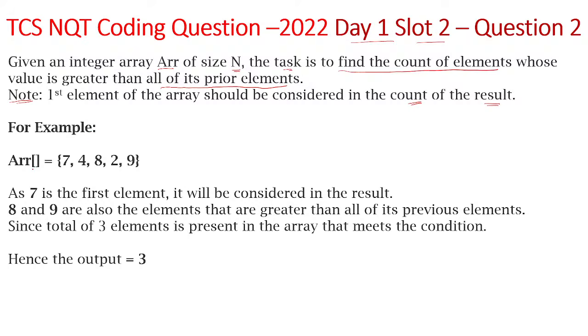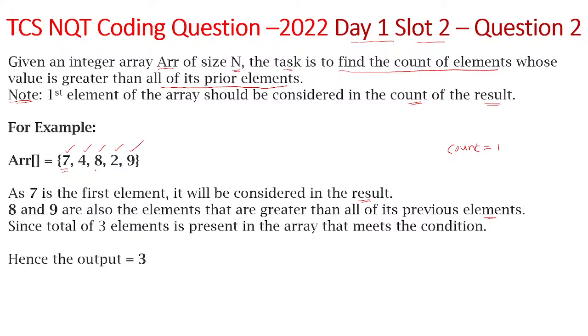Example given here. An array is given with 5 elements: 7, 4, 8, 2 and 9. The explanation is also given for the output. As 7 is the first element, it will be considered in the result. That means the count value becomes 1 here. This is one element you should count. Then 8 and 9 are also elements that are greater than all of their previous elements.